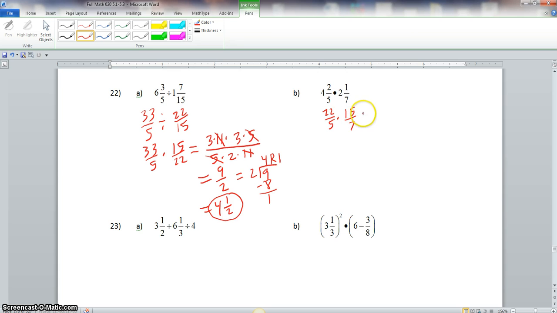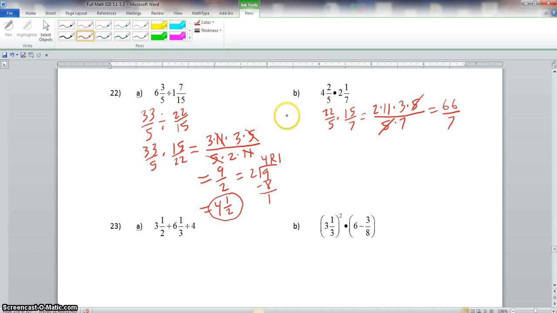Now we could do the prime factorizations. 22's prime factorization is 2 times 11. 15's prime factorization is 3 times 5. And our denominators 5 and 7 are both prime. So now we simplify out the common factors, which happens to be 5s here. So now we have 2 times 11, which is 22, times 3 is 66. And our denominator is 7.